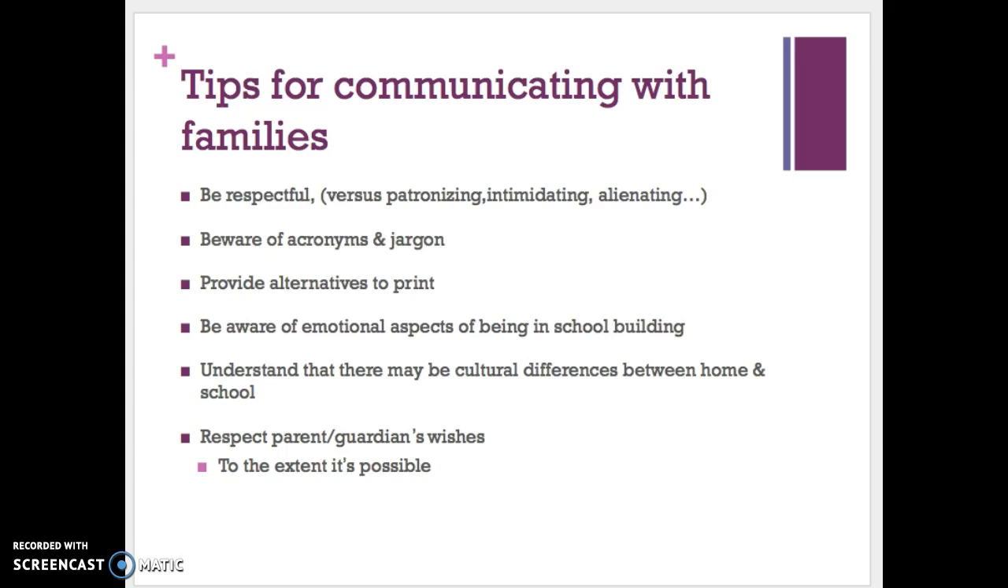So down below it says respect parent or guardian wishes to the extent it's possible. So I have certainly heard, well, why don't you just drag them out of class if he's misbehaving? Well, we can't do that. So I will respect their wishes to the extent that's possible. So I am not able to drag your student out, and just being respectful of their point of view, but also that I can't do that here at school.